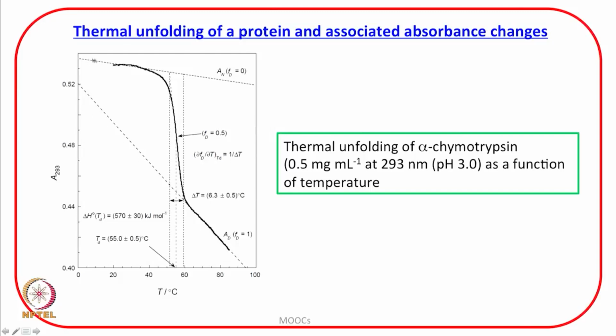With the knowledge of the pre-transition absorbance variation on temperature, the post-transition absorbance variation on temperature, and the absorbance changes in the transition range, the thermodynamic parameters can be calculated.